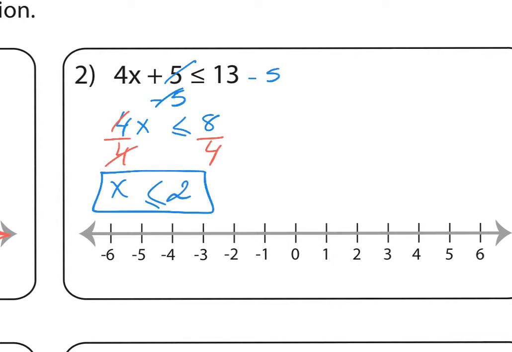So as we can see here, 2 is included in the solution set because we have x less than or equal to 2. So it's going to be a shaded circle right here, and all the values to the left side. Let me just change the color here. So we're going to have a shaded circle, meaning 2 is included, right? All the values to the left of 2.